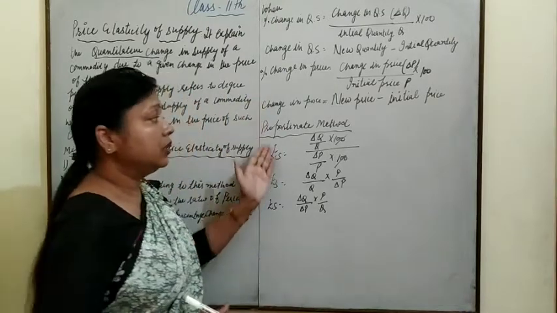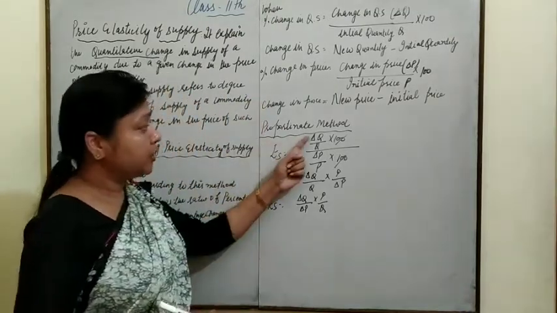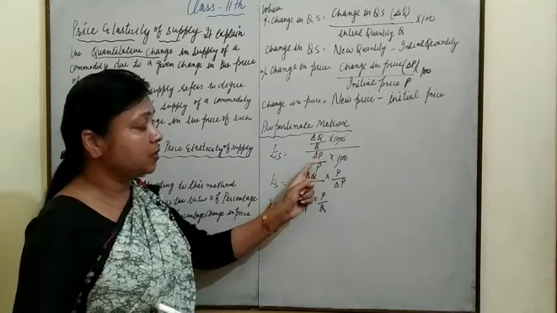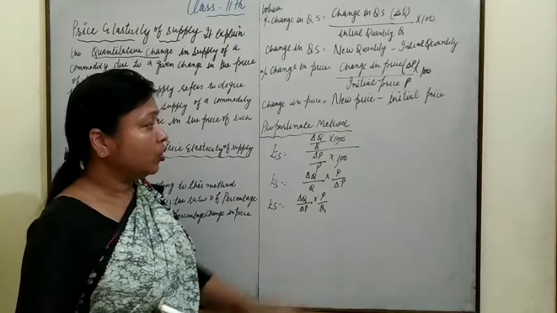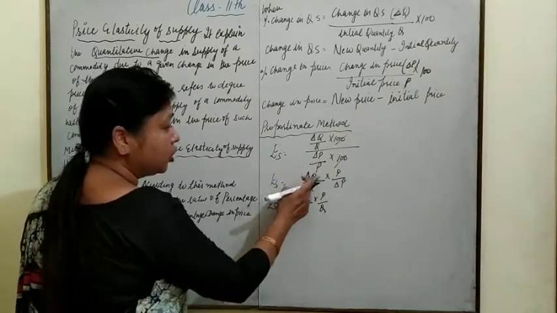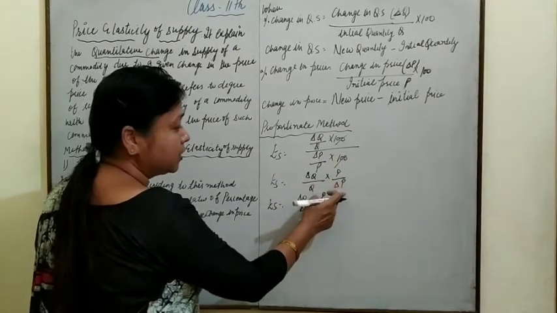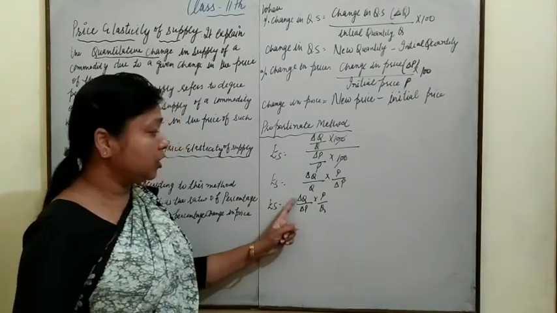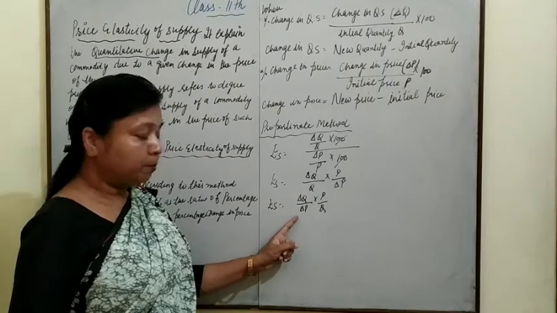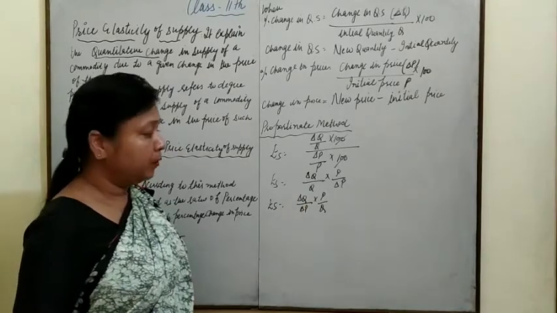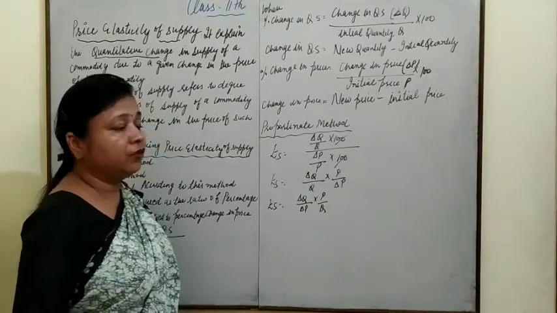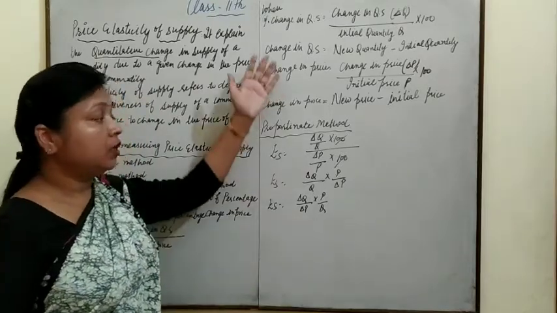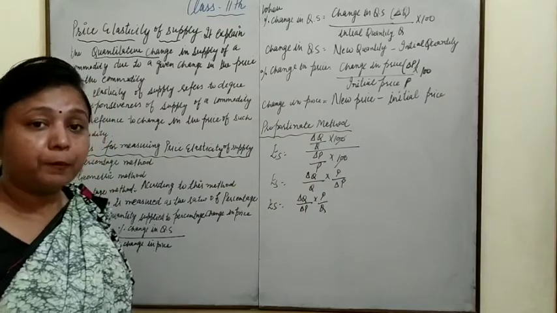We will use the proportionate method also. Change in Q upon Q multiplied by 100, divided by change in P upon P multiplied by 100. Cancelling 100 over 100, we get change in Q upon Q multiplied by P by change in P. So the proportionate method formula is change in Q upon change in P multiplied by P by Q. Let us see different numericals related to the percentage method or the proportionate method.